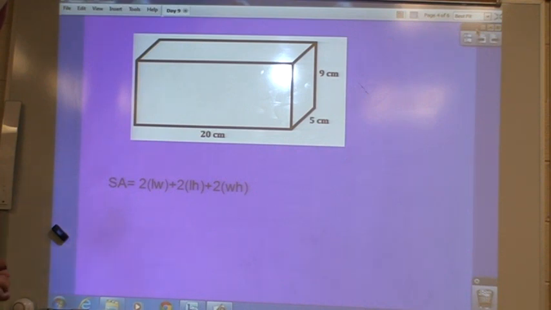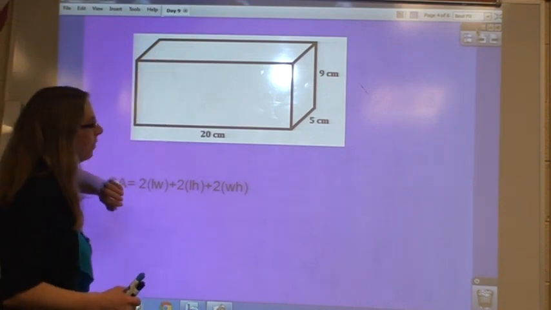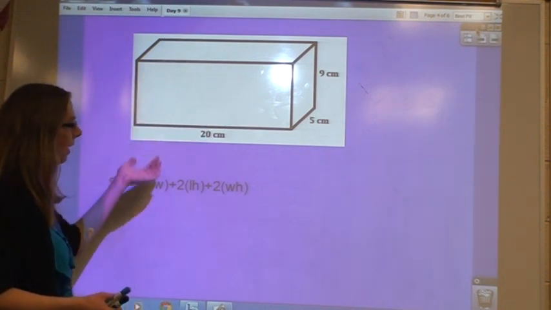Okay? One thing I'm hoping you noticed on the last slide is that everything was doubled. We had the front and the back, and we had that twice. We had the left and the right, we had that twice. We had the top and the bottom, so we had that number twice.